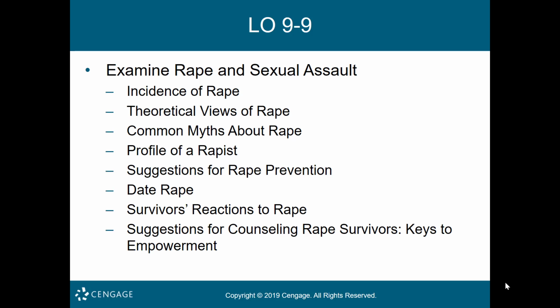There are at least 3 theoretical perspectives on why rape occurs. The first one is the victim precipitated rape. So this perspective assumes that the survivor is actually to blame for the rape, that the woman asked for it. Perhaps she was wearing provocative clothing or subconsciously desired to be raped.